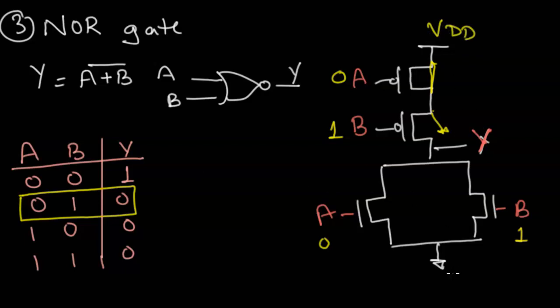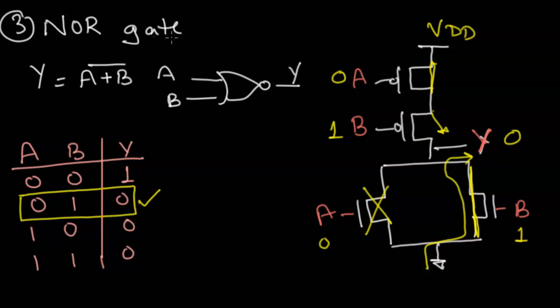Now looking to the NMOS side, we see that the NMOS is turned on when the input is 1, and hence this side of my input is turned on and there's a direct path, and the other NMOS is off. So there's a direct path between the ground and the output, and hence the output is 0. Thus we have verified the working of the NOR gate with this input 0 and 1.